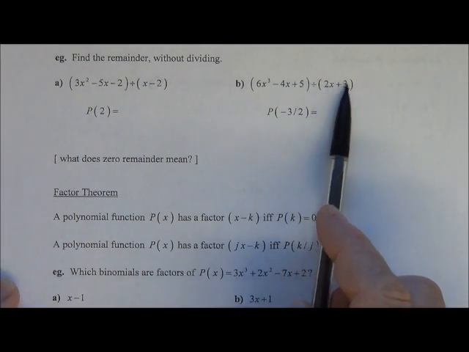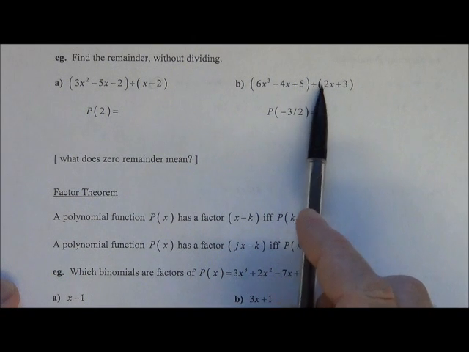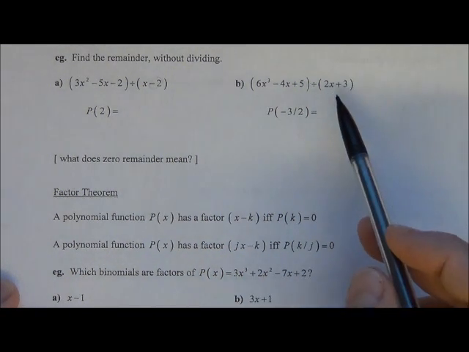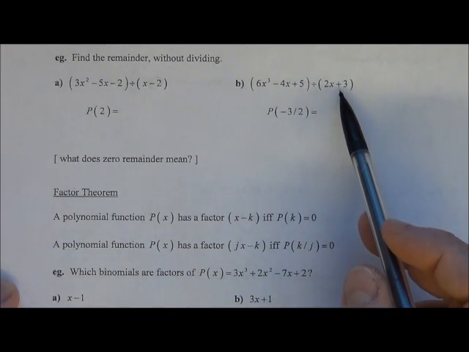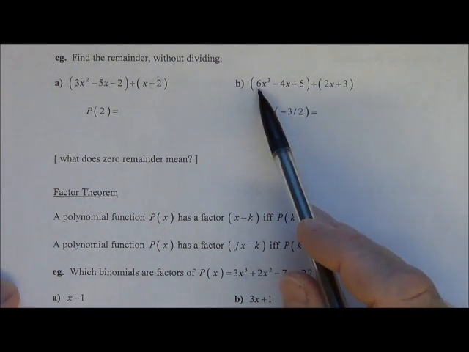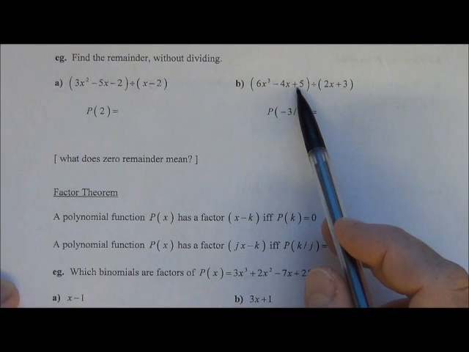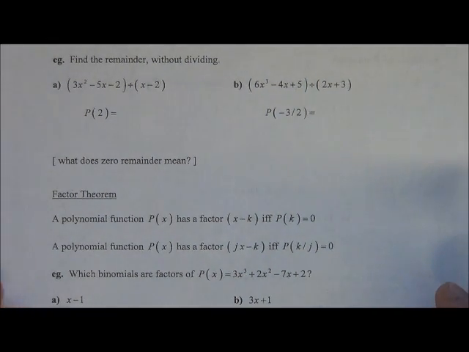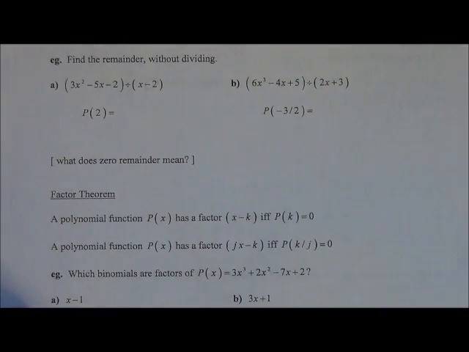Then what we're going to do is do the same thing here. We rearrange this by setting this equal to 0 and solving for x, and that will give us negative 3 divided by 2, which we substitute into this polynomial here. Okay, so go ahead and do that. Pause the video and check back in a second.